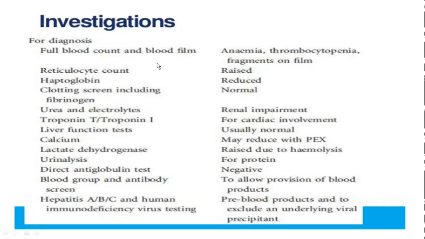whole blood picture, where haptoglobin will be decreased and reticulocyte count will be increased because of the hemolysis. Clotting screening including fibrinogen will be done, and usually this will be normal. This is how it is differentiated from DIC, where the fibrinogen levels will be low because of the consumption of fibrinogen. Then urea and electrolytes may be altered because of renal impairment. Troponin I levels may be high because of cardiac involvement. Liver function tests are usually normal. Calcium may be reduced, especially in cases of plasma exchange therapy.